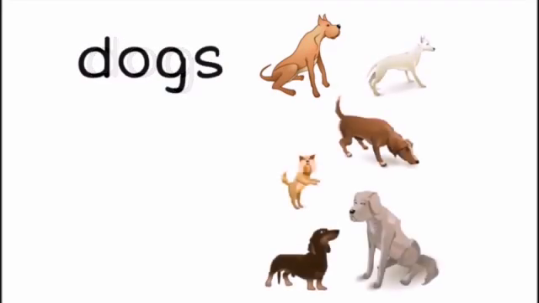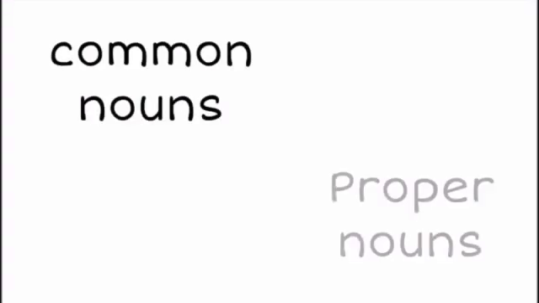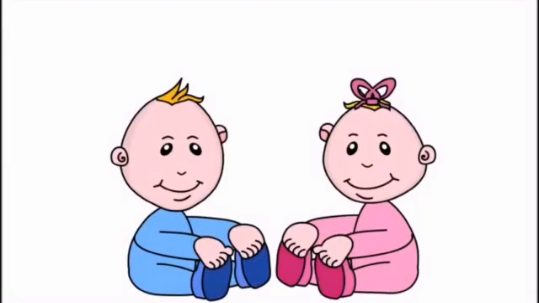Nouns can be singular, like if there is only one dog, or they can be plural, if there are several dogs. The last thing we are going to talk about today is the difference between common nouns and proper nouns. Common nouns are nouns that are general, or could belong to more than one item. Baby is a common noun.